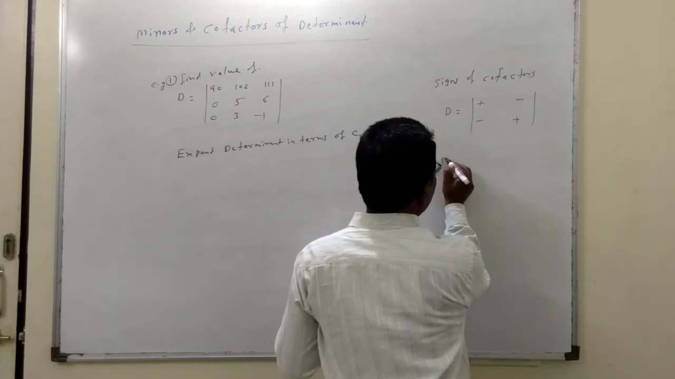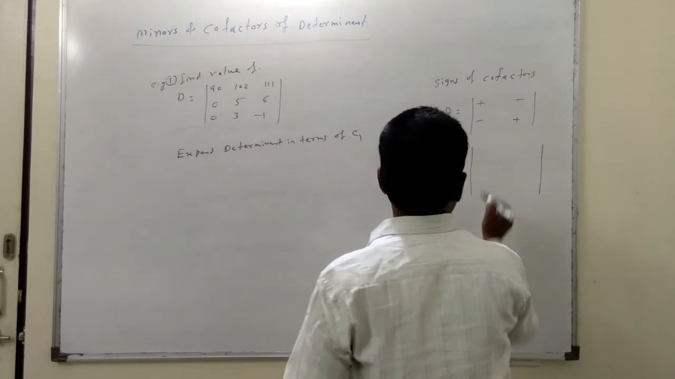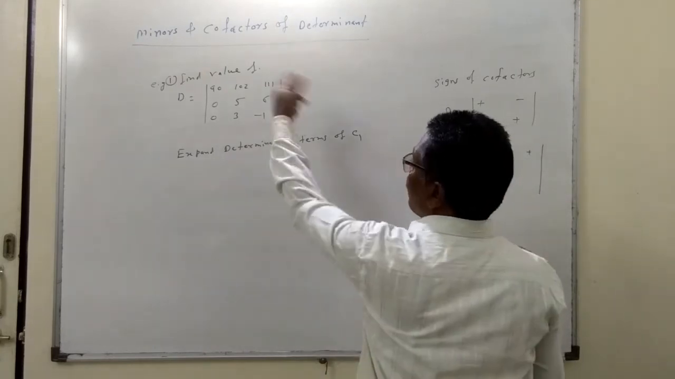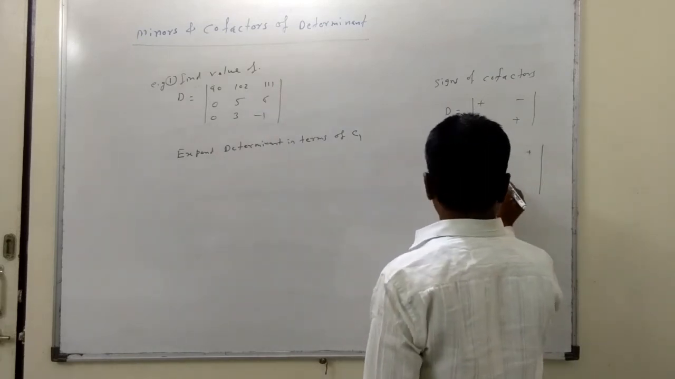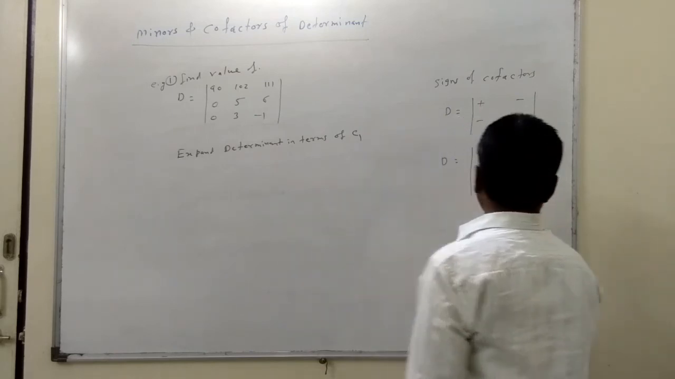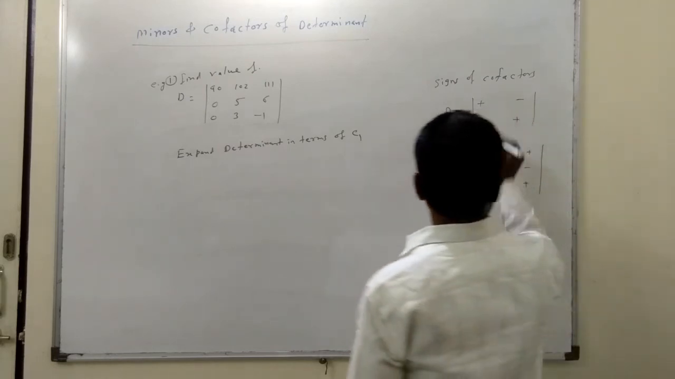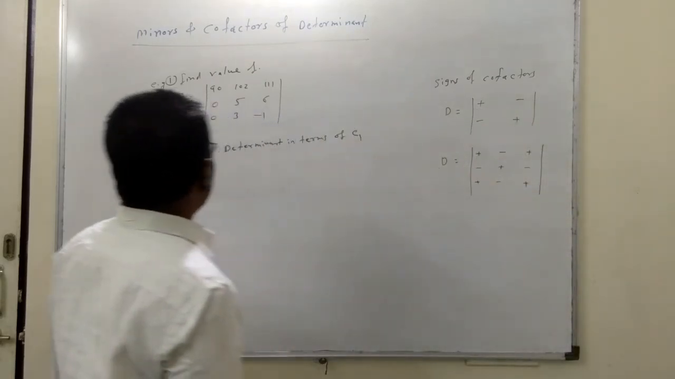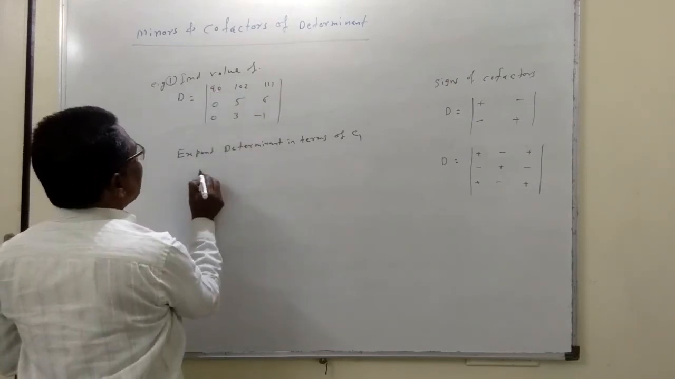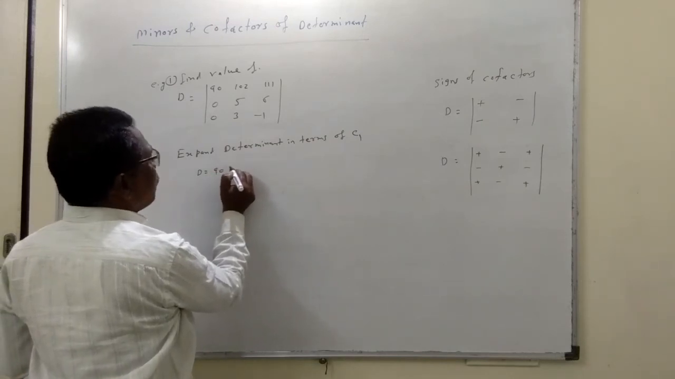And suppose a 3 by 3 determinant is there. Minus 1 raised to 1 plus 1, plus sign is coming. Then minus, then minus 1 raised to 1 plus 3, 4, even power, plus. Plus, minus, plus, alternatingly we are getting the signs. So like this we get the signs of the cofactors for determinants of order 2 and order 3. So here we get a positive sign. So D is equal to 90 into positive sign.